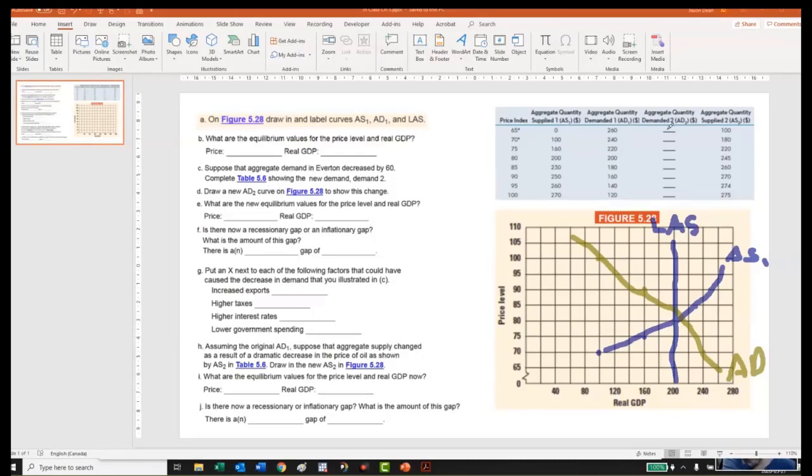So if this here decreases by 60, we're just going to be subtracting 60 from each of these figures. So what are we going to get for this one? Oh, yeah, we're going to decrease it. Sorry, not increase. I said increase by mistake. So we're going to get 200.